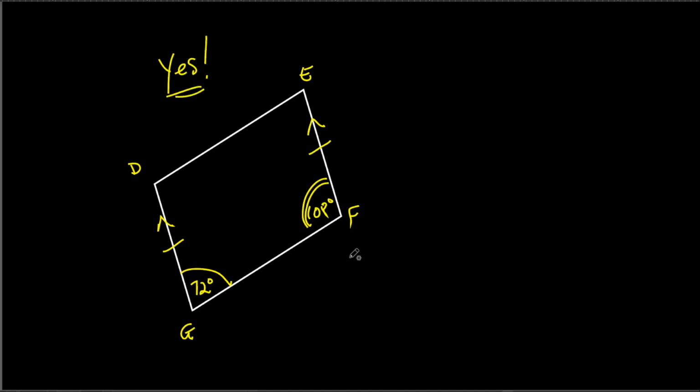Okay, is it a parallelogram? And it is. Okay, why? Because DG and EF are parallel, DG and EF are equal to each other. That makes it, because of that second theorem, a parallelogram. Make sense? Let's do a couple more of these.